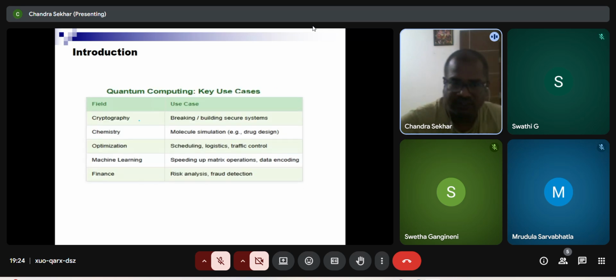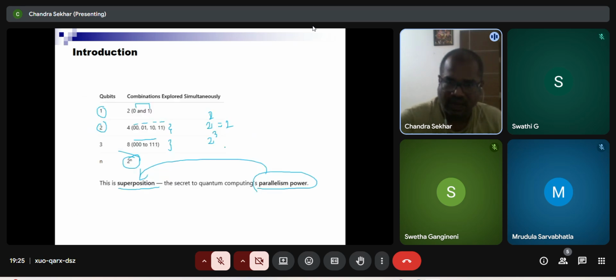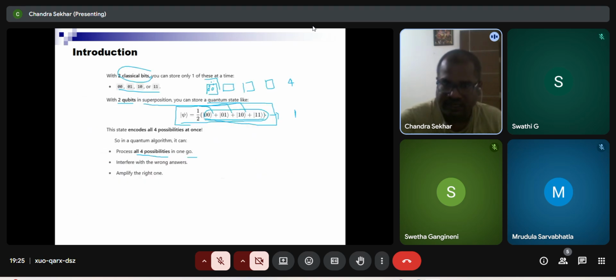With that computing, you can address cryptography, breaking any secure system, chemistry, optimization, anything with huge data. If you have huge volumes of data to consider to come up with a value, you can use optimization, machine learning, finance. Same thing: wherever you apply data analysis, you can apply machine learning and use quantum computing. The advantage is you can have parallelism. The way you store and represent data is completely different.